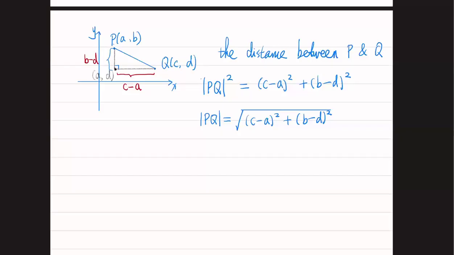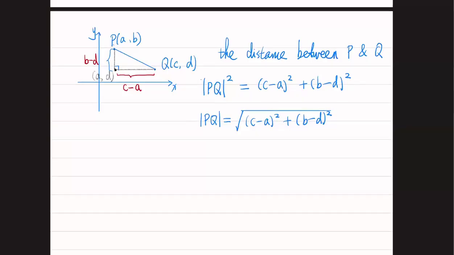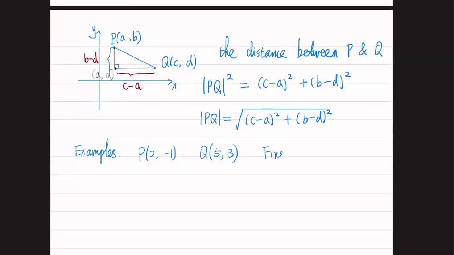Okay, let's try some examples. 2 points. P is 2, -1, Q is 5, 3. Okay, let's find the distance between the 2 points. I'm going to use this P and the Q for the distance.